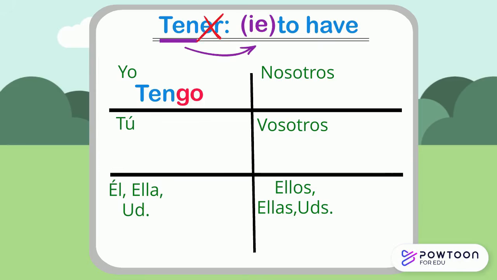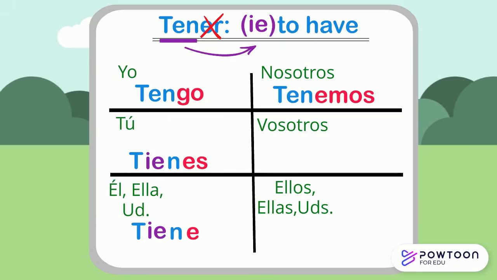For the tú form, we replace the E in the stem with IE. Then we add our regular ES ending. Tú tienes. You have. We repeat the process for the él, ella, usted form, changing the E in the stem for IE and then adding our regular E ending. Él, ella, usted tiene. He, she, or you formal have.